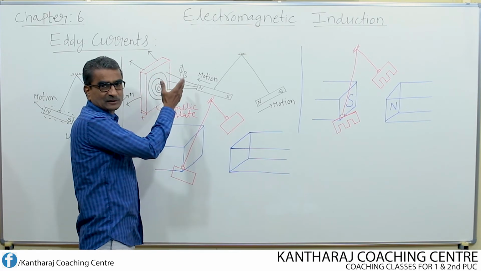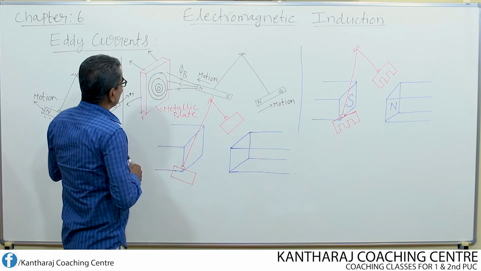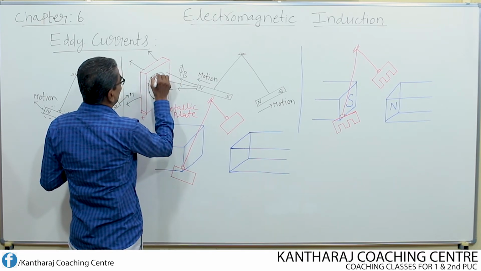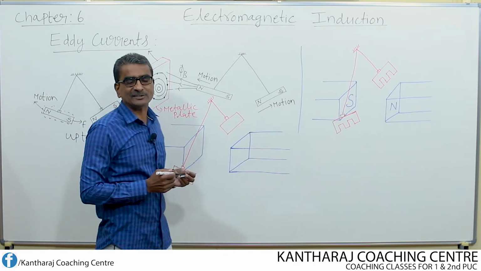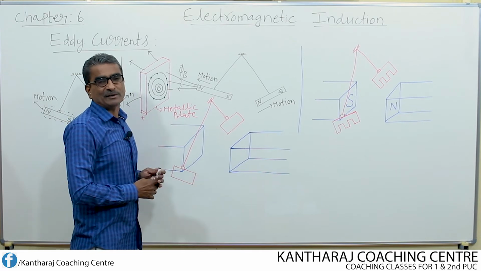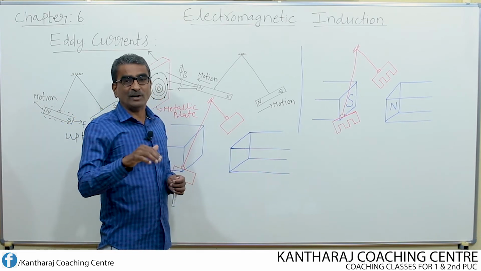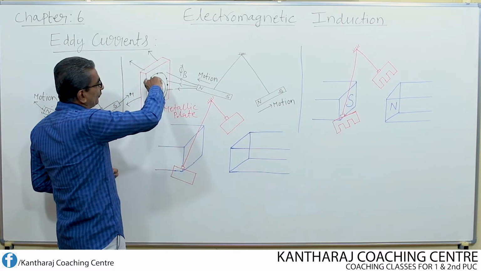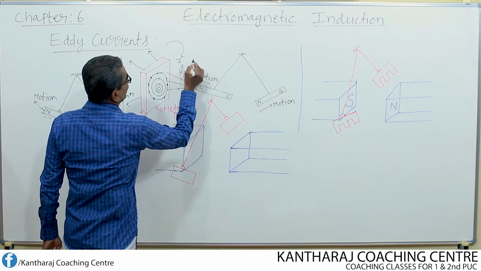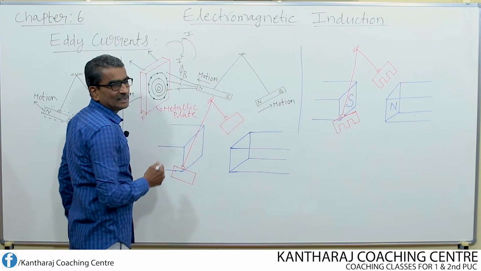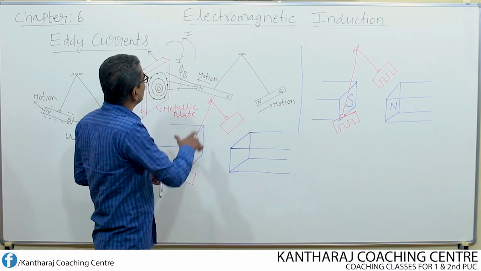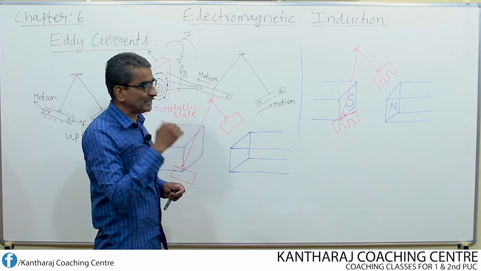Free electrons experience force, and they begin to move in a circular path, resulting in a current. Such currents are known as eddy currents. Here the direction of the eddy current can be determined by making use of Lenz's law, because eddy current may flow either in the clockwise direction or in the anti-clockwise direction, depending upon how the flux linking with the plate changes. Based on that, the direction of eddy current also depends.